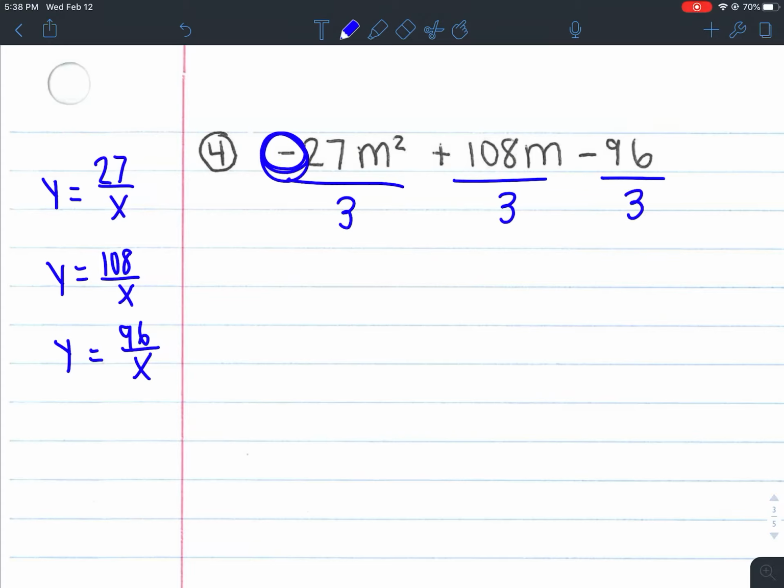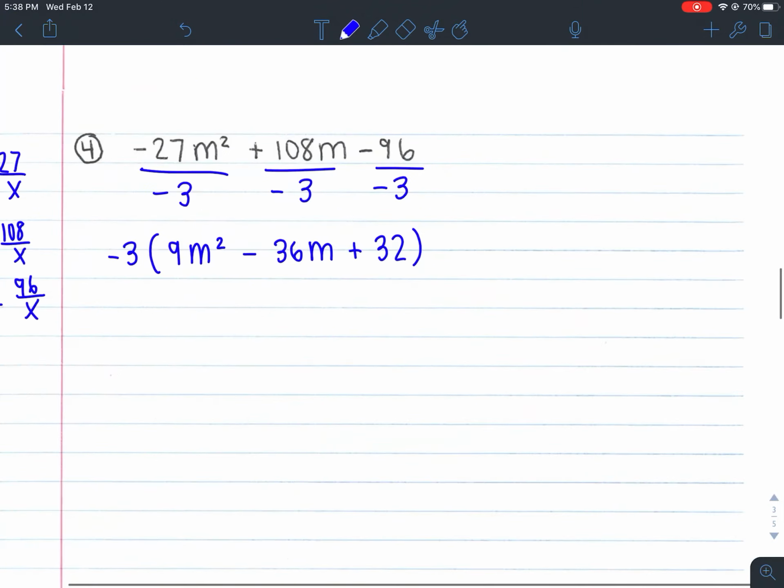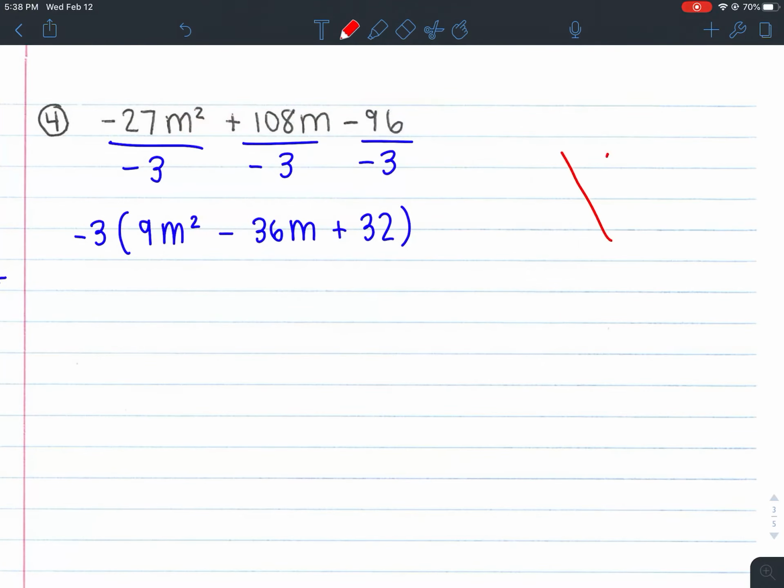But because this first term is negative, I have to take out a negative 3. So I would factor out the negative 3. Negative 27 divided by negative 3 is positive 9. Negative 108 divided by negative 3 is positive 36, so I have 36m. Negative 96 divided by negative 3 is positive 32. All right, so once I have that, I can start my AC method over here. My A value is 9, B is negative 36, and C is 32. A times C is going to be positive 288, and my B is negative 36.